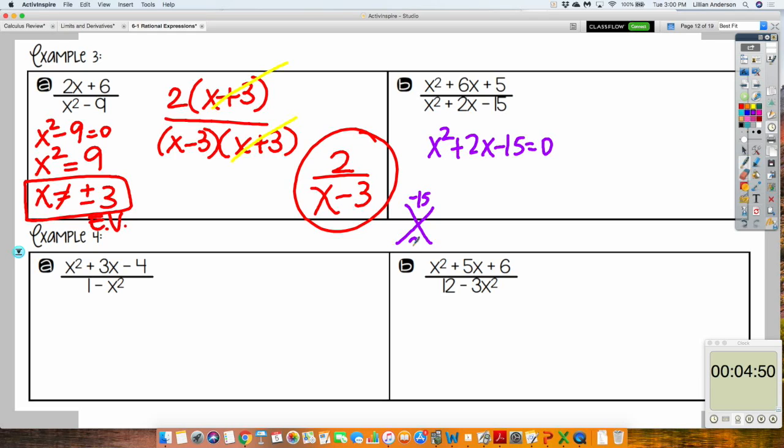I'm going to make it tiny. What goes on top? On the bottom, what are my 2 numbers? Awesome. So this becomes x plus 5, x minus 3. So what are my excluded values? So those are my excluded values. And we always do those first.